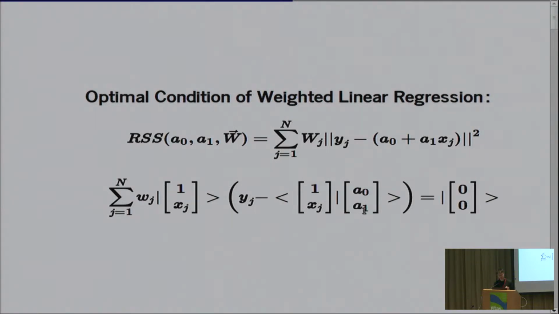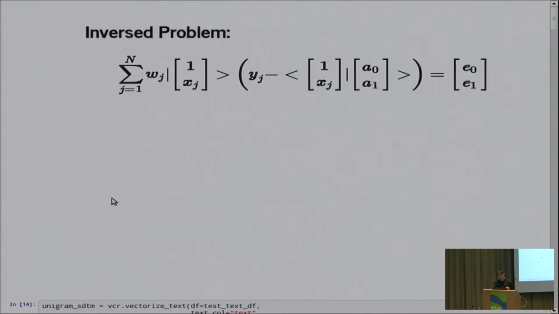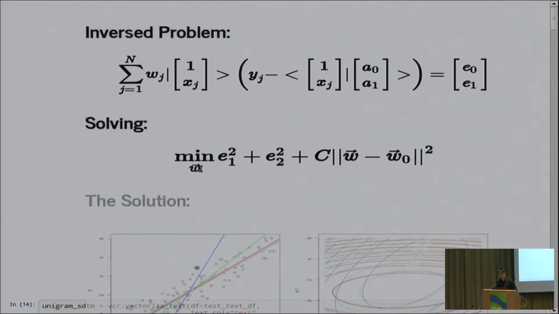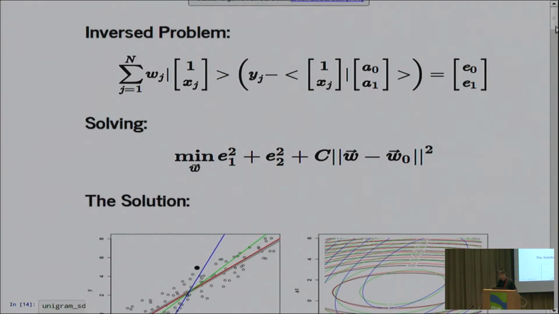And the inverse problem is that now we know A0 and A1, and we try to solve for the W's. So for the inverse problem, you can try to solve this. Set the two equations E0 and E1 equal to zero, which achieves an optimal solution, and try to solve for the W's.